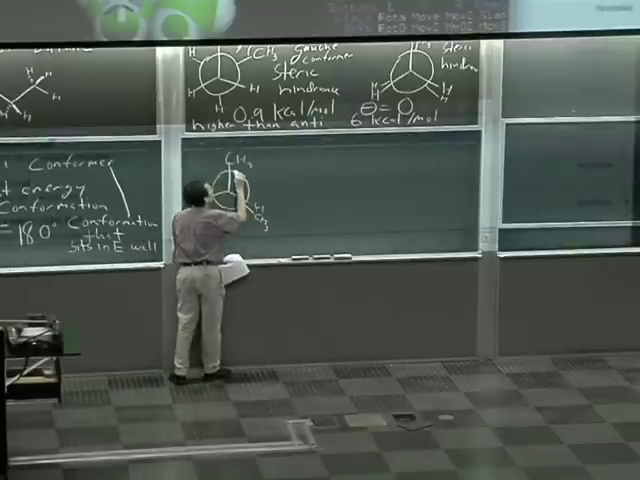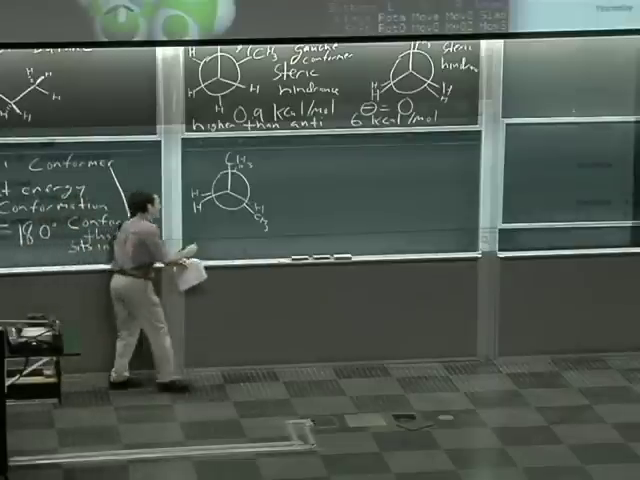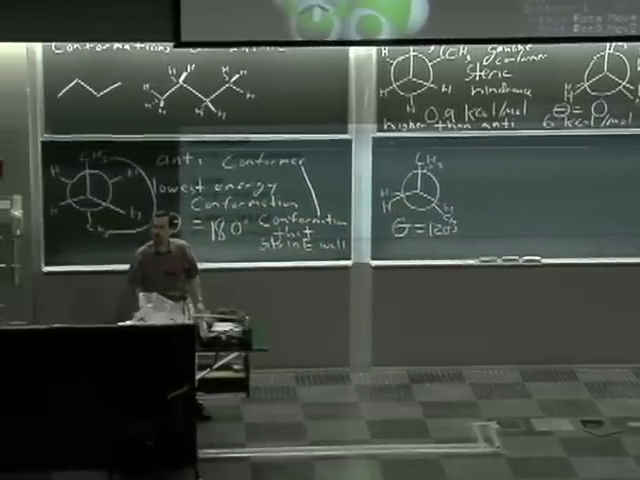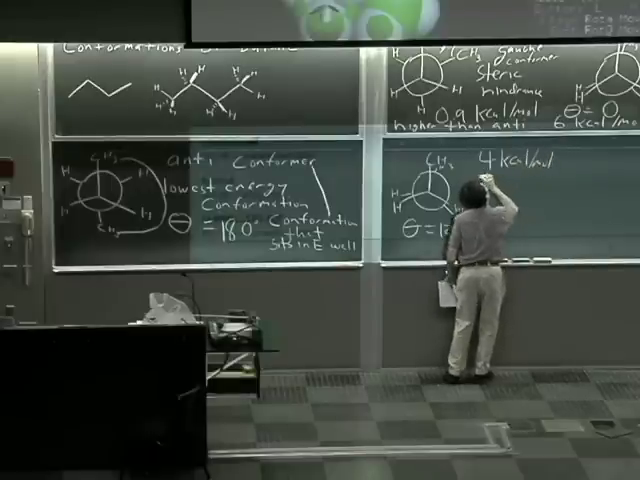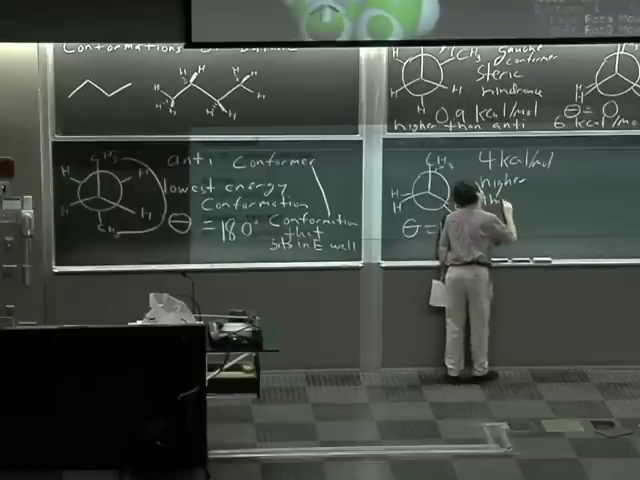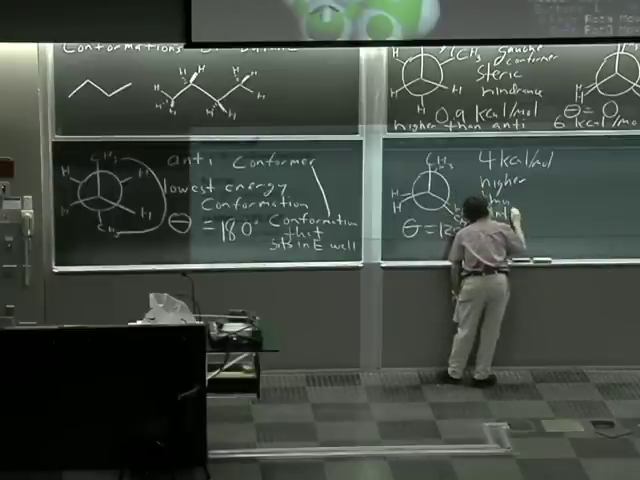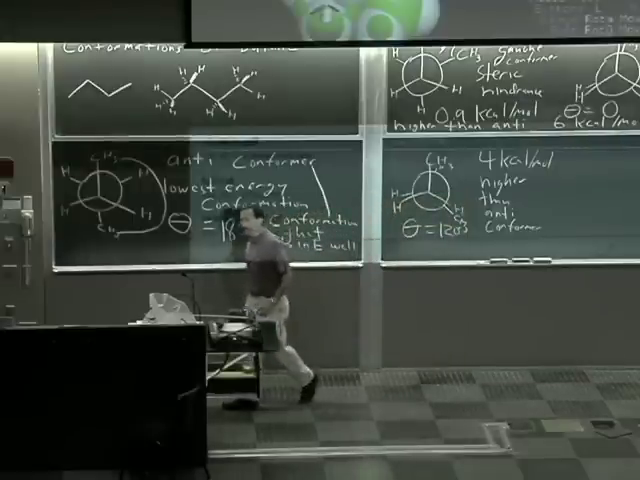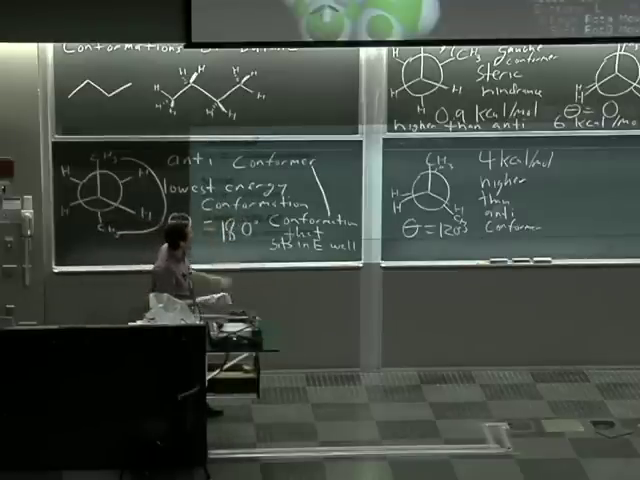So I'll write out our conformation here. So this is theta equals 120 degrees. And it's up at about 4 kilocalories per mole relative to the anti-conformer. So this gives us all the information that we need to draw out an energy profile. It also, I might add, gives us a price chart, if you will. Because now we have all the information that we actually need, we can sort of back out of here.